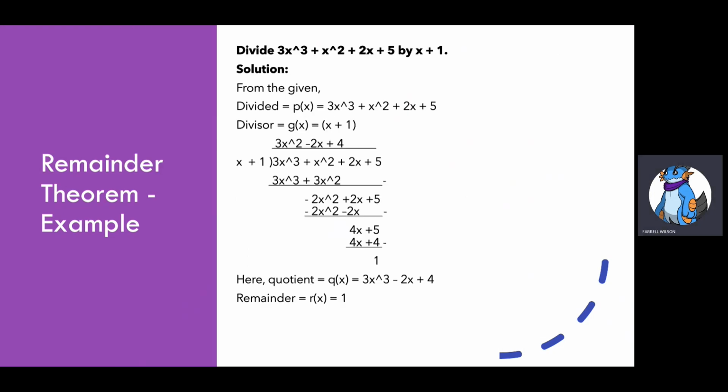And here is the example of the remainder theorem. The question asks us to divide 3x cubed plus x squared plus 2x plus 5 by x plus 1. From the question, we are able to find the dividend and the divisor, which are 3x cubed plus x squared plus 2x plus 5 for the dividend and x plus 1 for the divisor.